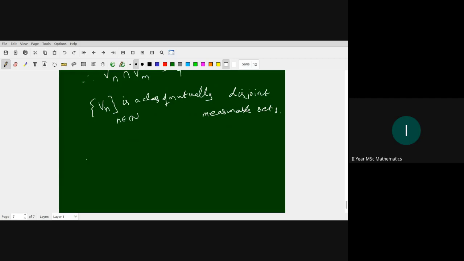And what about the images of the elements of Vn? Now we find the set on which the elements of Vn range. We recall the definition of Vn. V is constructed from E alpha. First we constructed E alpha, then we constructed V, then Vn.